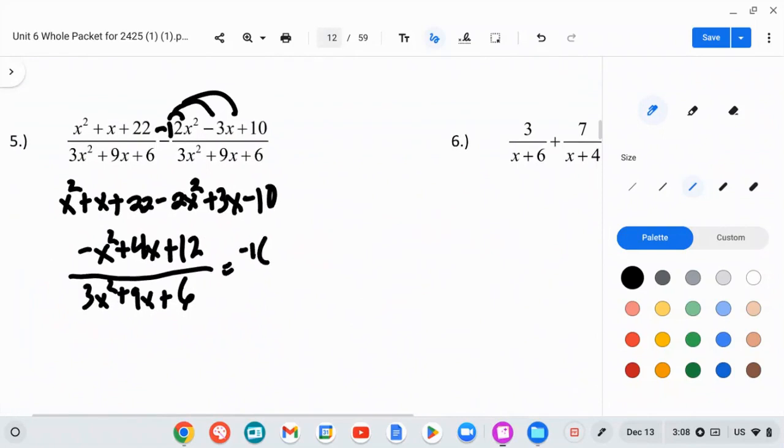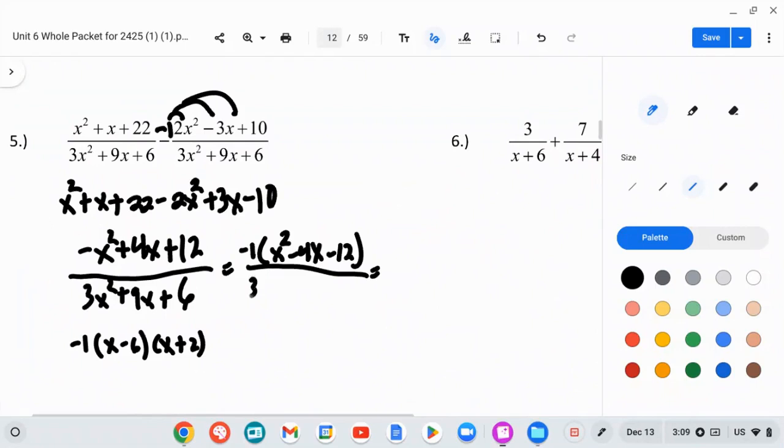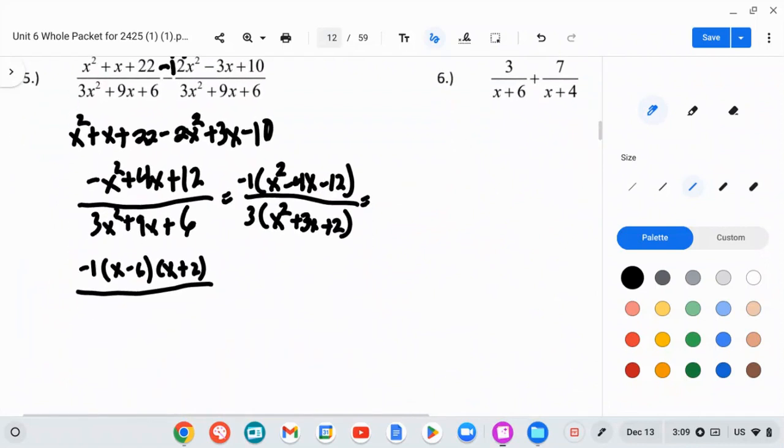If I pull out a negative 1 up top, I get x squared minus 4x minus 12. And I don't believe, oh no, there is. We can factor that. I think that's negative 6 and positive 2. On the bottom, I see a GCF of a 3. 3 times x squared plus 3x plus 2. So can I factor that? I think I can. So it's x plus 2, x plus 1.